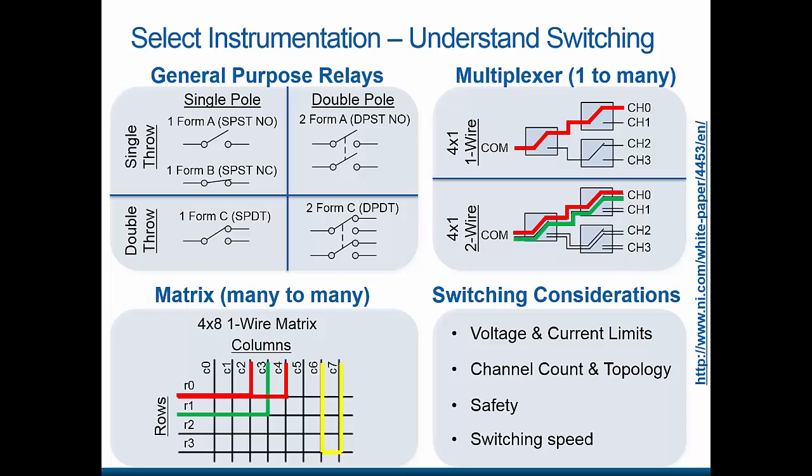Therefore, while the matrix is flexible, it requires a higher level of confidence and care than a multiplexer. With all switching modules, there are a few considerations to take into account. Each switch will have different voltage and current limits, so make sure not to exceed these, as doing so may cause the connections to become stuck open or stuck shut. Also, channel count and topology play a big role in selection. As channel count goes up, so does cost. However, with the right topology, you may be able to reduce your switch density.